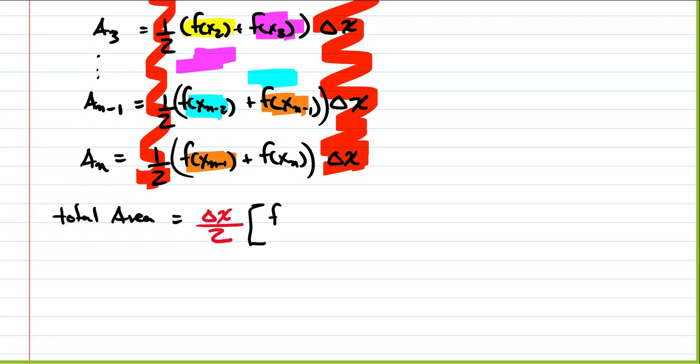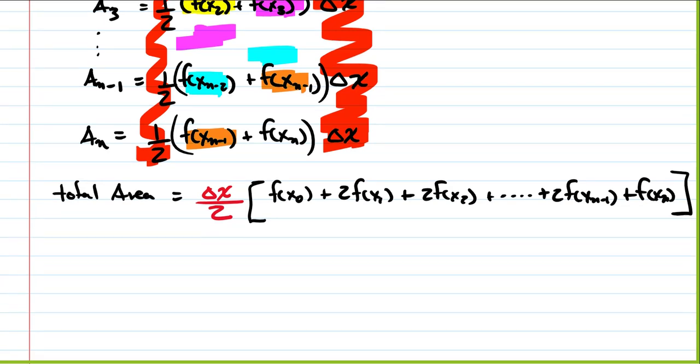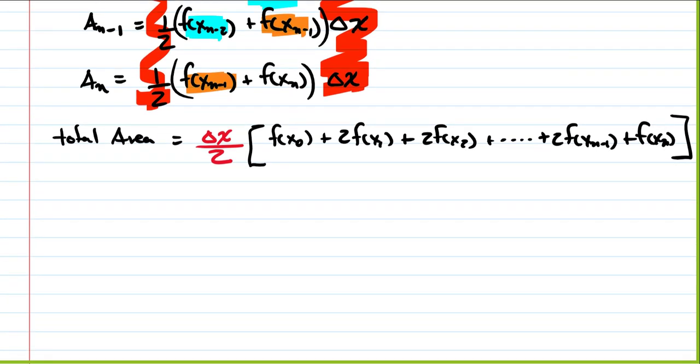So we're going to have f of x0 plus 2 f of x1 plus 2 f of x2 plus all the way out to 2 f of x sub n minus 1 plus f of x sub n, and that's going to end what we have. So that's our total area. So we want to write this in a slightly more compact way. So writing it in sigma notation, we have delta x divided by 2.